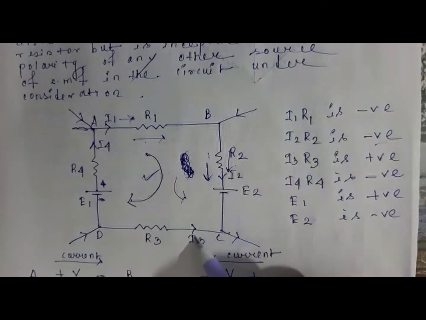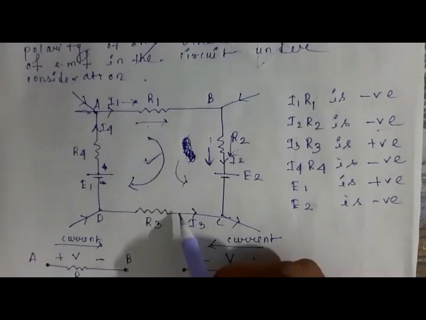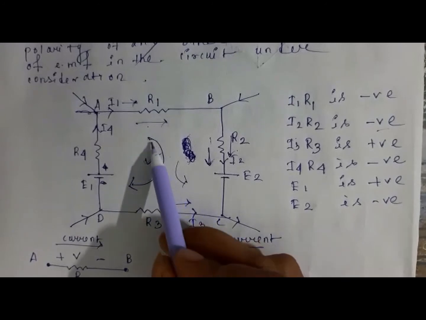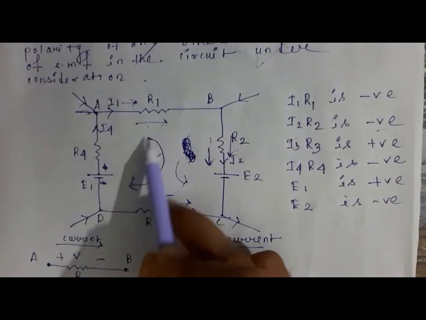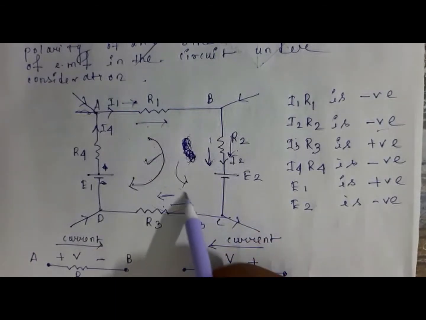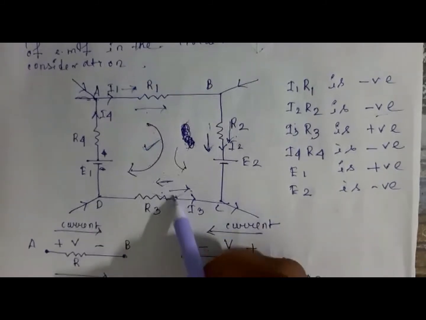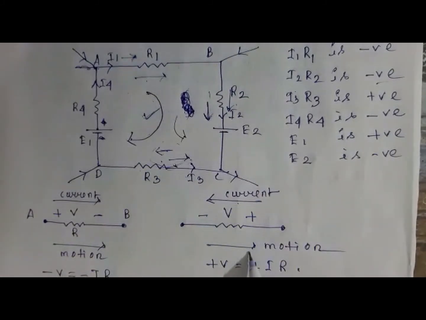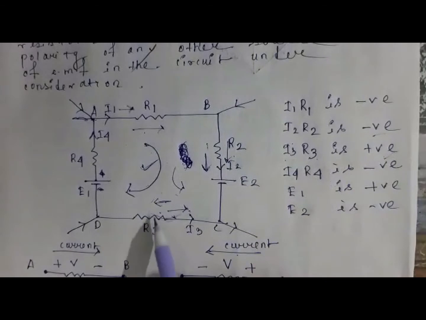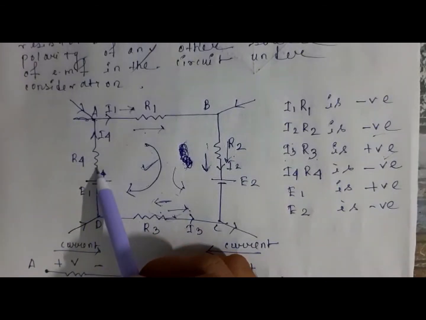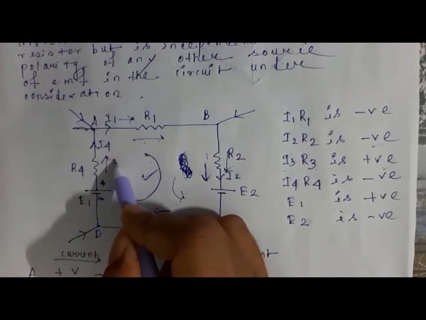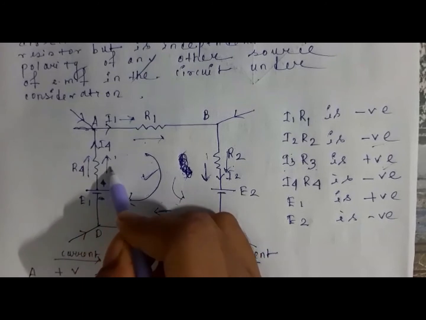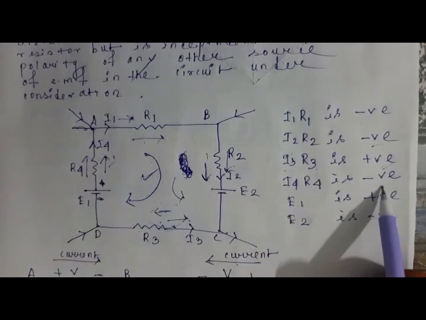Now for this resistance, my direction of current is in this direction, but my direction of motion is in this direction, since we have taken this direction. So both are in opposite direction. When the direction of current and motion are in opposite direction, we take plus. So here my I3 R3 is positive. Now for this R4, the direction of current is in this direction, and the direction of motion is also in this direction, both in the same direction. So we take negative for this.